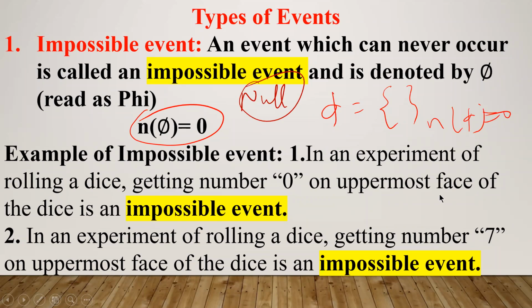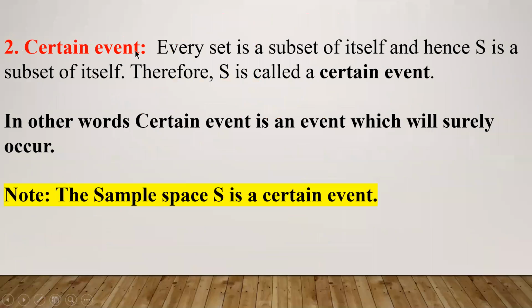N(5) will be 0. Then the certain event. What is a certain event? A certain event is an event which will surely occur.